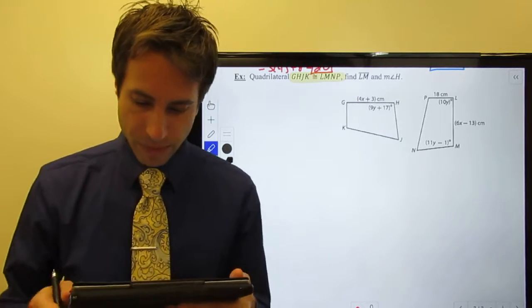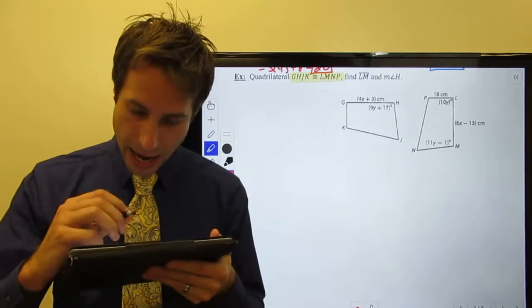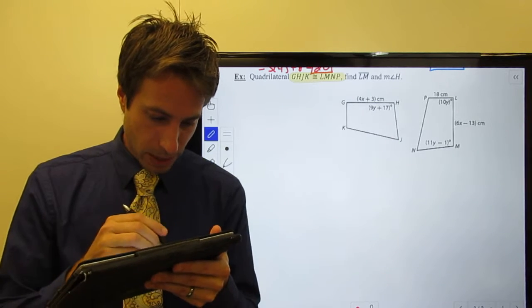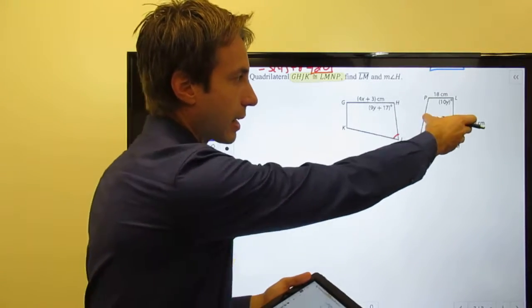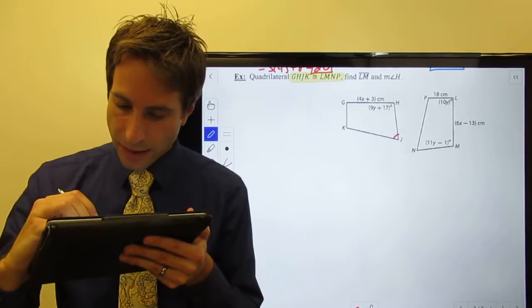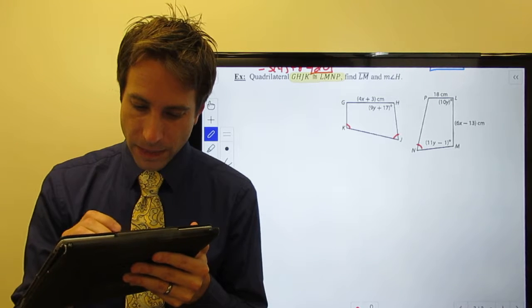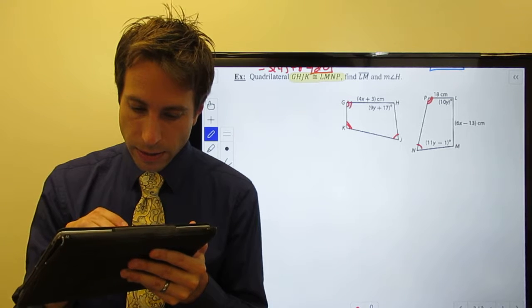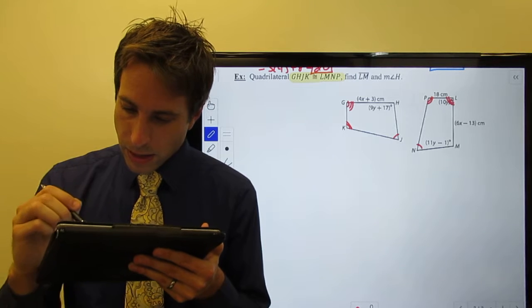Let's go ahead and label them. Angle J is congruent to, well, it looks like if I took that guy and just kind of rotated him over, J would be congruent with N. That means then that K is congruent with P, G is congruent with L, and M.